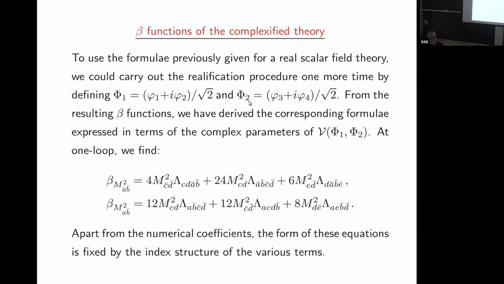and then I'd have a theory of 4 real scalar fields. Then I can use all the formulae in the literature. But that's a lot of work. Actually, we did it, but in any case, what I thought was more useful is to write those beta functions directly in terms of the complex parameters. And so I worked them out.